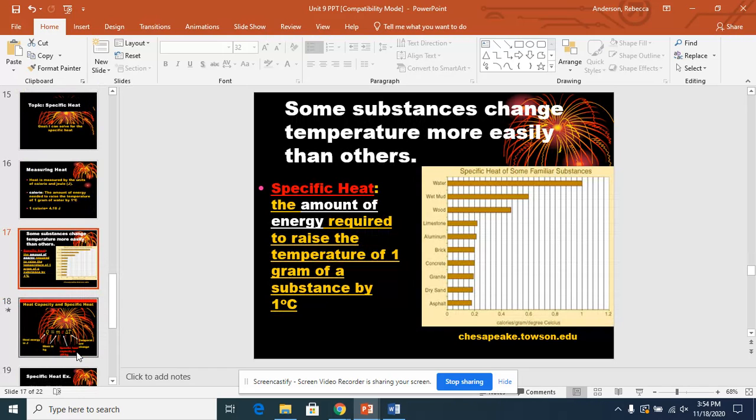And you need to know what specific heat is. That's a vocabulary word. Specific heat is the amount of energy required to raise the temperature of 1 gram of substance by 1 degree Celsius.